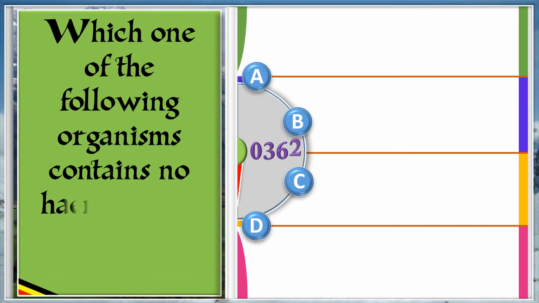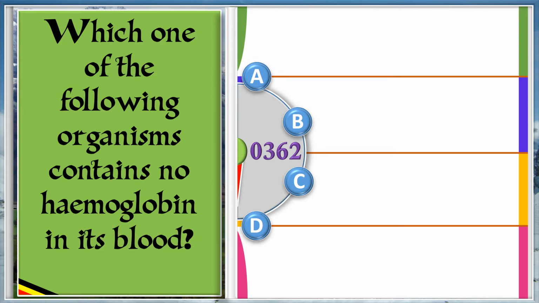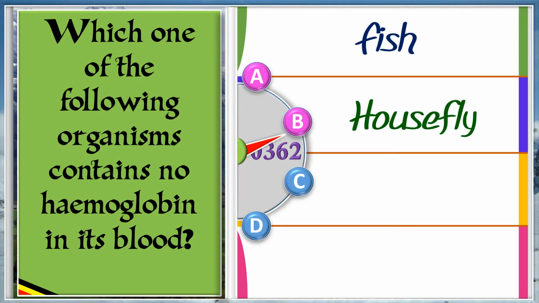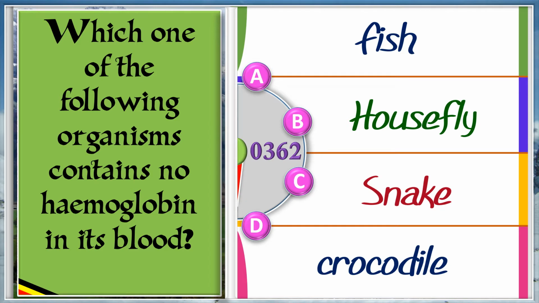Which one of the following organisms contains no haemoglobin in its blood? A. Fish. B. Housefly. C. Snake. D. Crocodile. And the answer is B. Housefly.